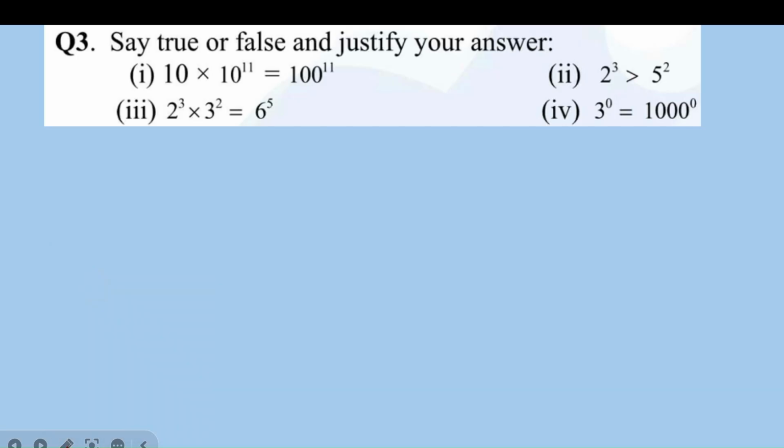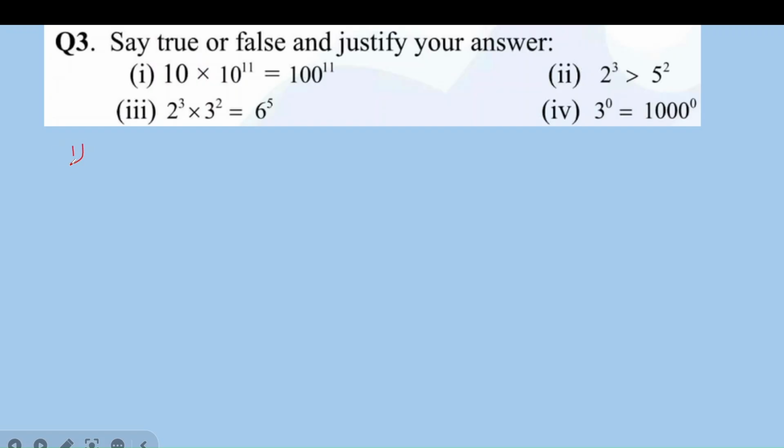Okay, question number 3. Let's begin with question number 3. It says to prove true or false and justify your answer. So for this, you need to prove whether the left hand side is equal to the right hand side or not. Let's have a look at the first one.